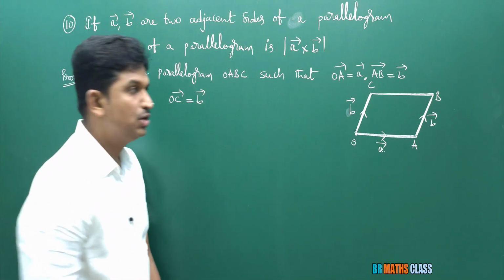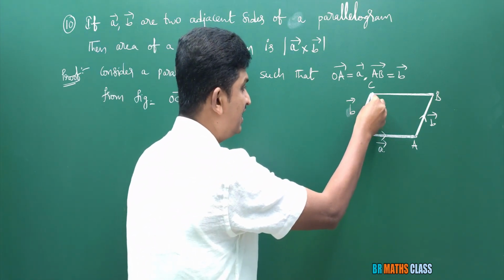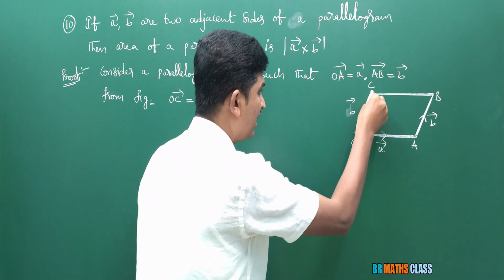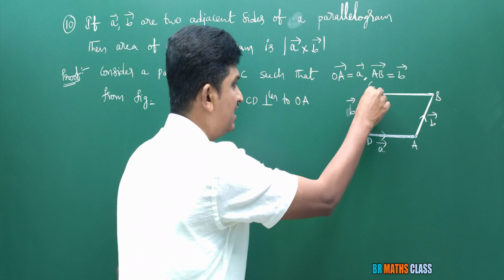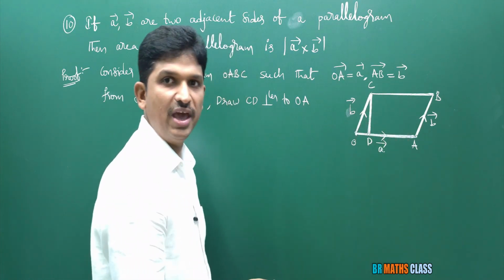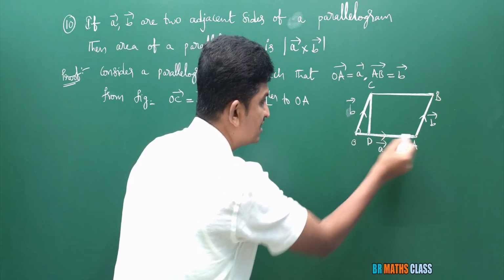Now what I'll do, I'll draw CD which is perpendicular to OA. Draw CD which is perpendicular to OA. You see, this is CD, which is perpendicular to OA. Here you observe, this is the angle between this vector and this vector.